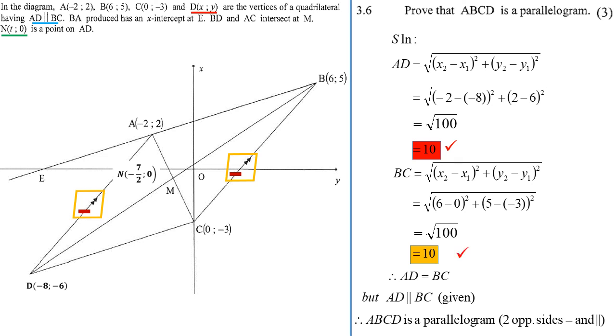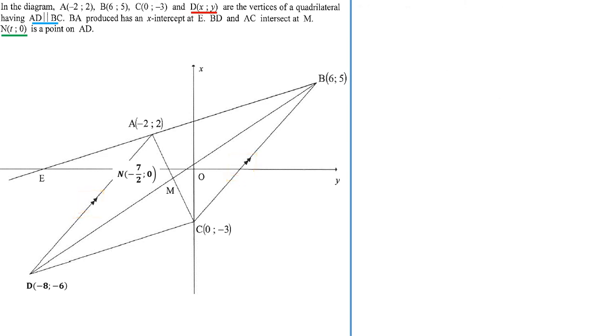You get a mark for the value of AD, you get a mark for the value of BC, and then you also get a mark for the conclusion with the correct reason. Very simple. That is how you get your 3 marks. Now, let's check. Calculate the coordinates of M.